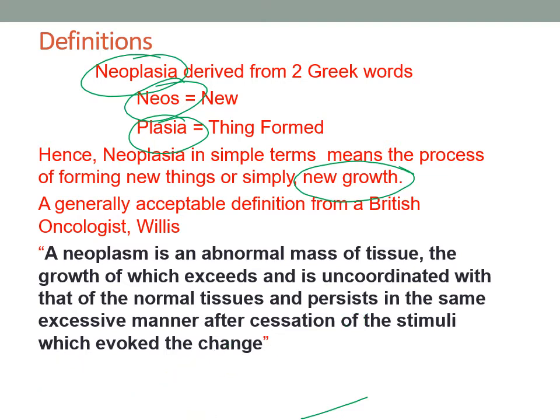So normally the cells in the body do replicate, because neoplasia is a formation of new things. We form new things from cell division as far as human cells are concerned. So normally the cells do divide. For example, remember during pregnancy, the breast increases, the cells increase. During growth, the cells increase.